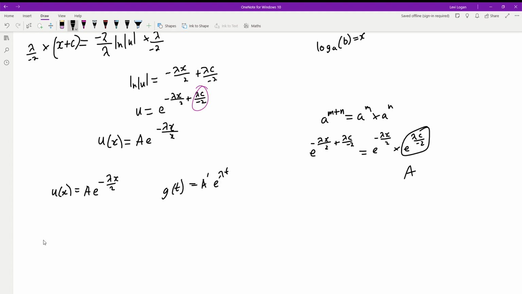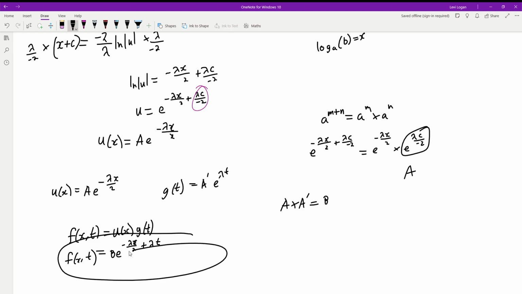At the start, we made the assumption that f of x and t, the solution to our partial differential equation, is the product of u of x and g of t. So now we just substitute those in. We're going to have a times a prime. That's just going to be some other constant. So a times a prime, let's just say some constant b. So we're going to have b e. Since they're like bases, you can add the indices. We're going to have negative lambda x over 2 plus lambda t. And that is our solution to our partial differential equation up here.